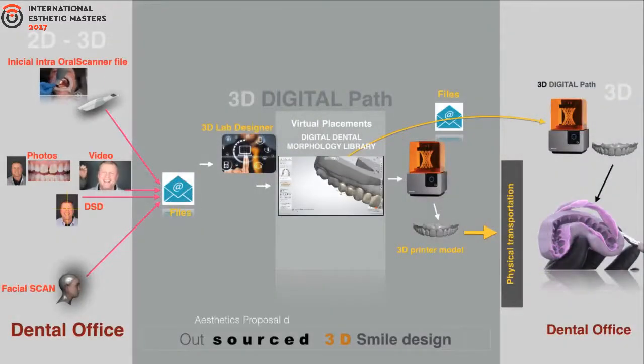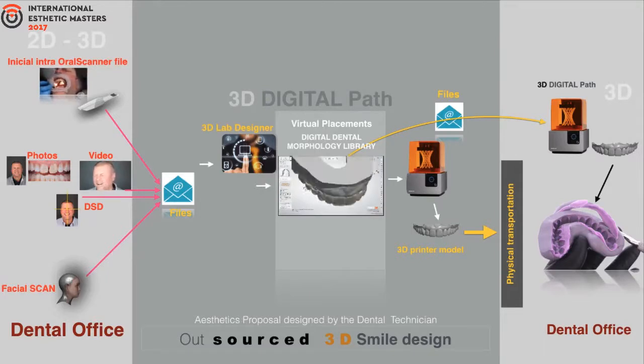When you have the photos, video, scan, and GSD plan ready, you send them all to your lab by email or any other file transfer way you may choose. When the lab technician starts creating your patient's smile, he will use a 3D scanned intraoral image to virtually place the new digital dental morphology over the patient's teeth.